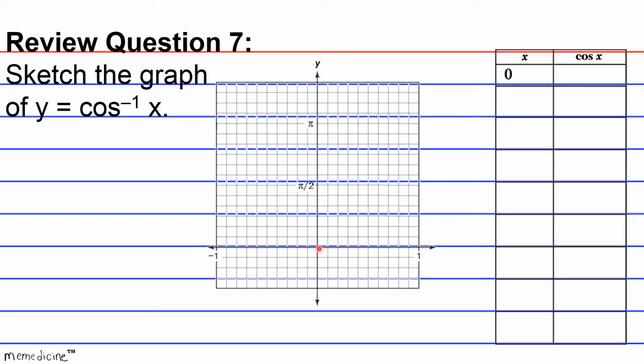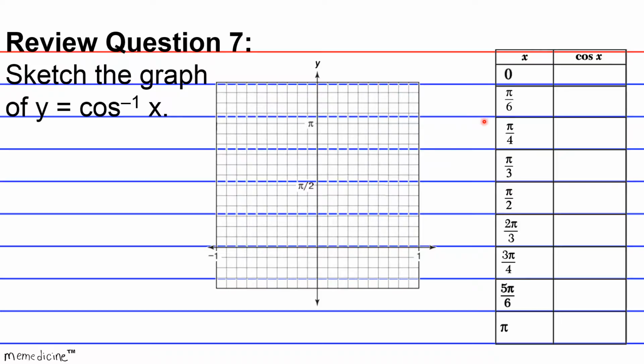Okay, and what I also want you to know is that it's going to be convenient to rewrite all the x values with the same denominator. But let's just load this table up and then do just that. So then you have pi over 6, pi over 4, pi over 3, pi over 2, 2 pi over 3, 3 pi over 4, 5 pi over 6, and pi.